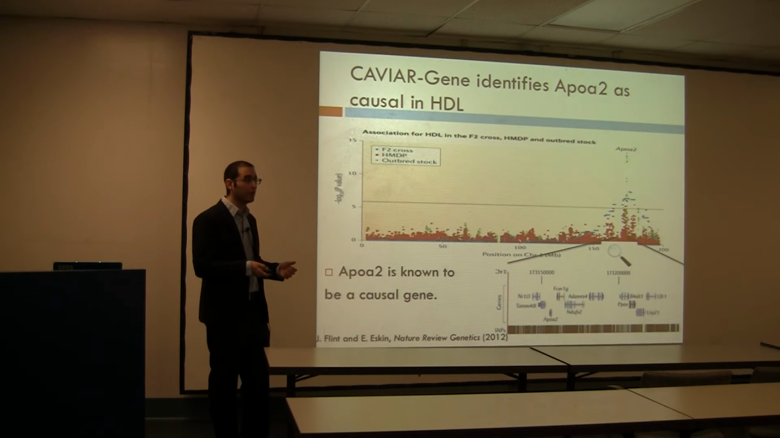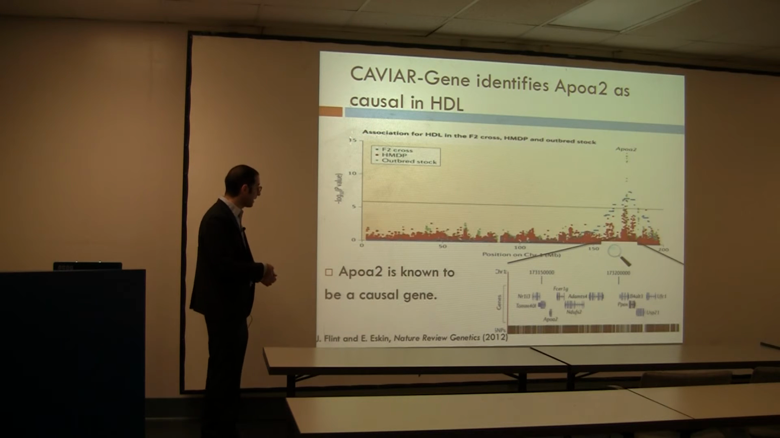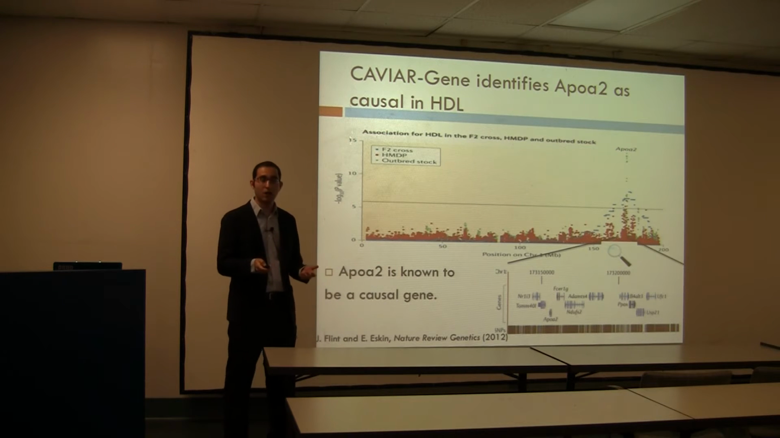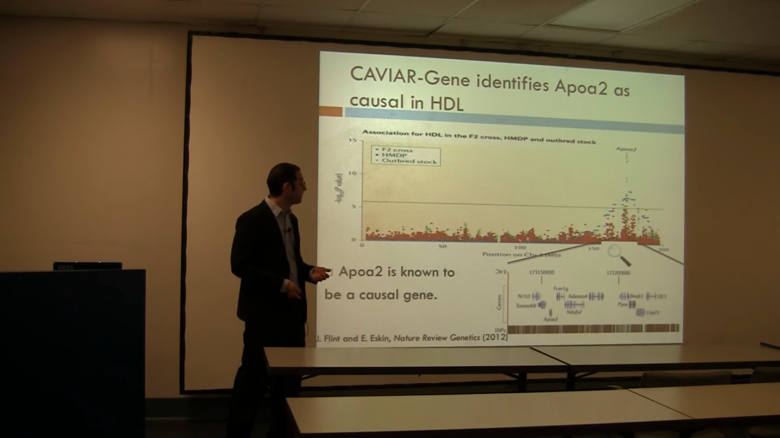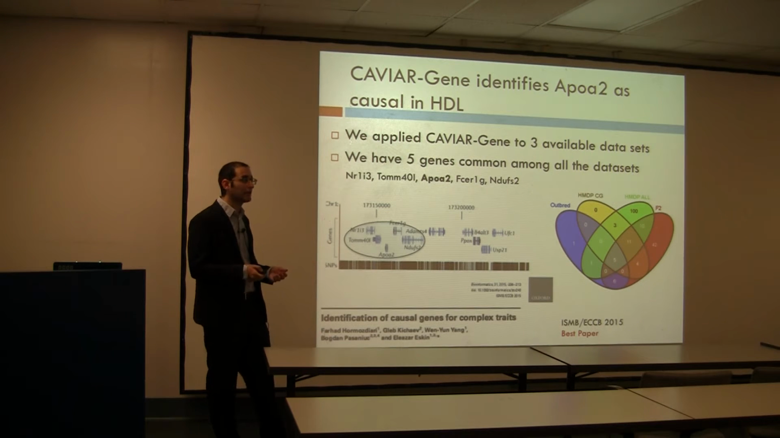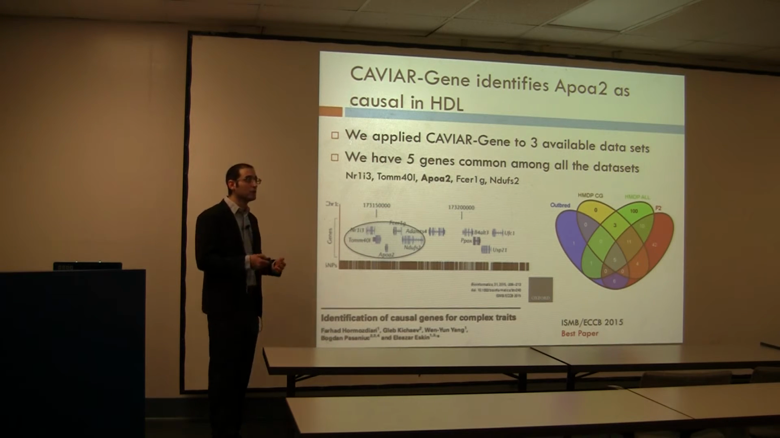And what people have figured out is that APA2 is actually a causal gene for this phenotype. So we want to see how our method performed. So we took these 3 data sets and we ran CAVIAR. And we treated HMDP slightly differently, as HMDP was designed at UCLA, so we have a lot of prior knowledge at UCLA about this data set.